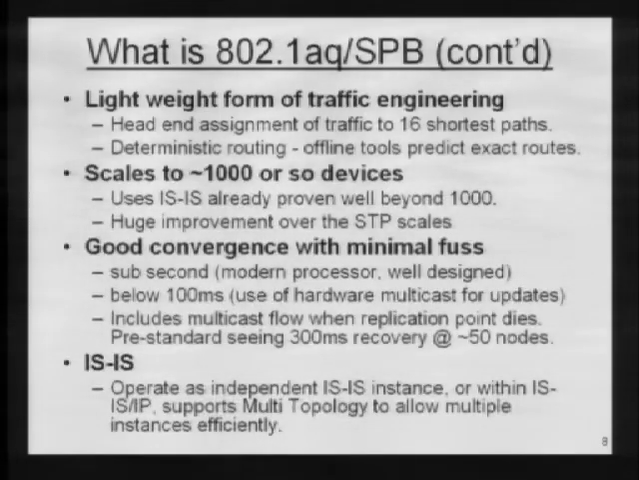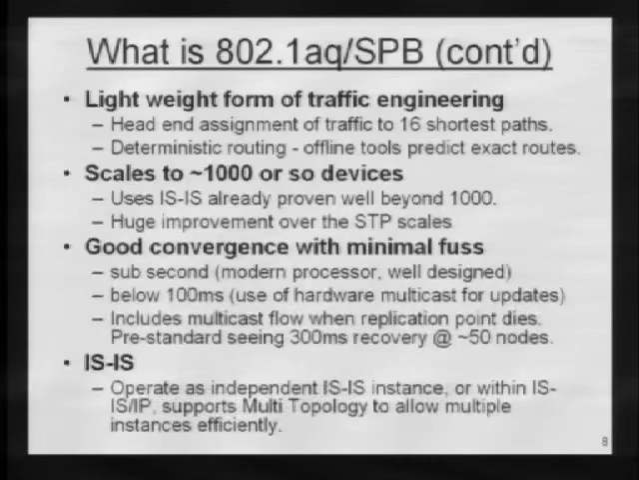One of the nice things about the way the shortest path routing works is that the traffic is assigned to the path at the head end with the current set of 16 ECMP models. And since these are highly deterministic routes, you can very easily predict where the traffic's going to go with an offline tool. It's going to do exactly what the offline tool predicts the network will do.